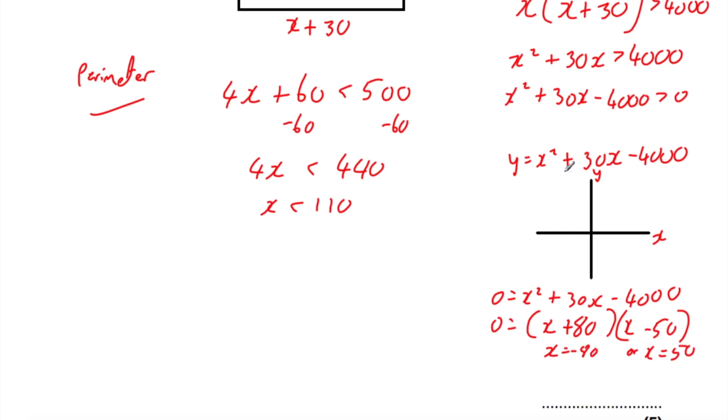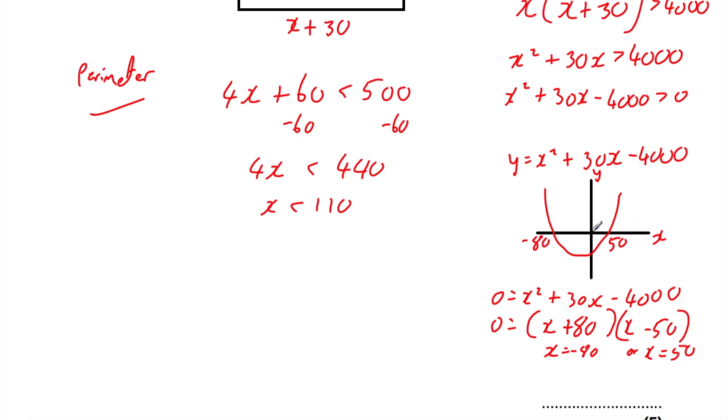So that means we can now sketch our quadratic, where it's going to cross the x-axis at minus 80 and 50, like so. Okay, so we've now sketched our quadratic. Let's go back to our quadratic inequality. We want to find when the quadratic, x squared plus 30x minus 4,000, is bigger than 0. In other words, when's it above the x-axis?